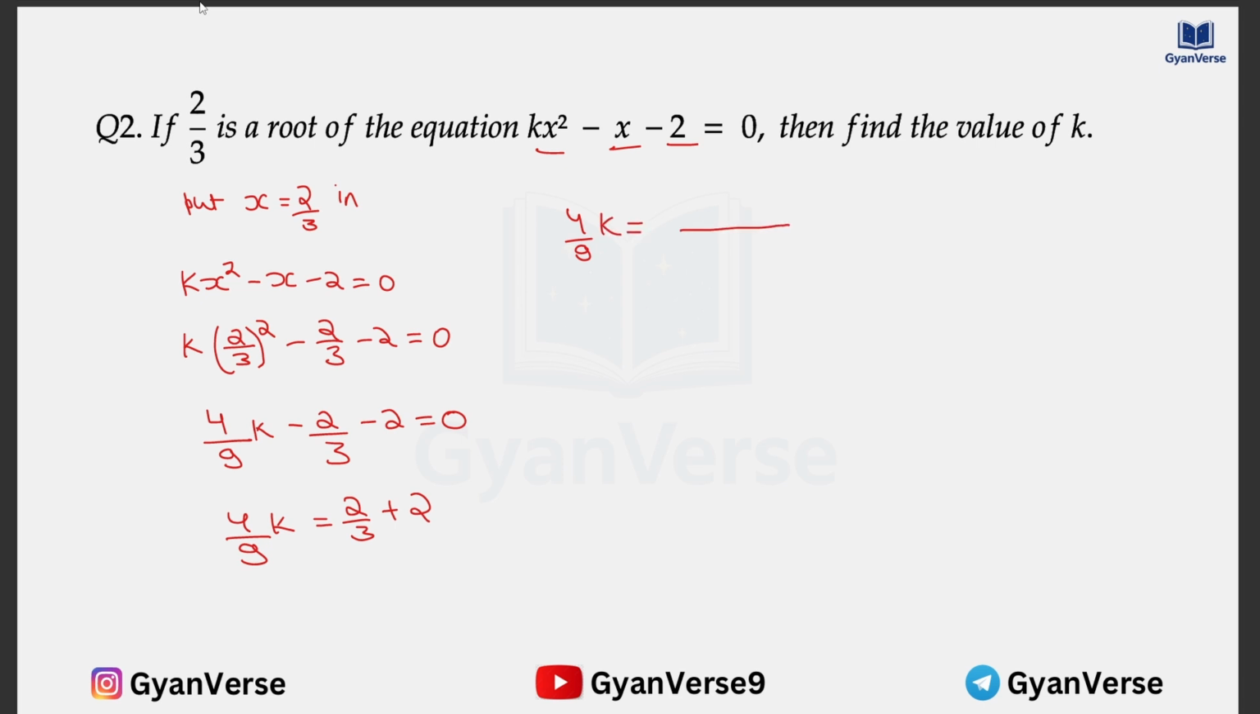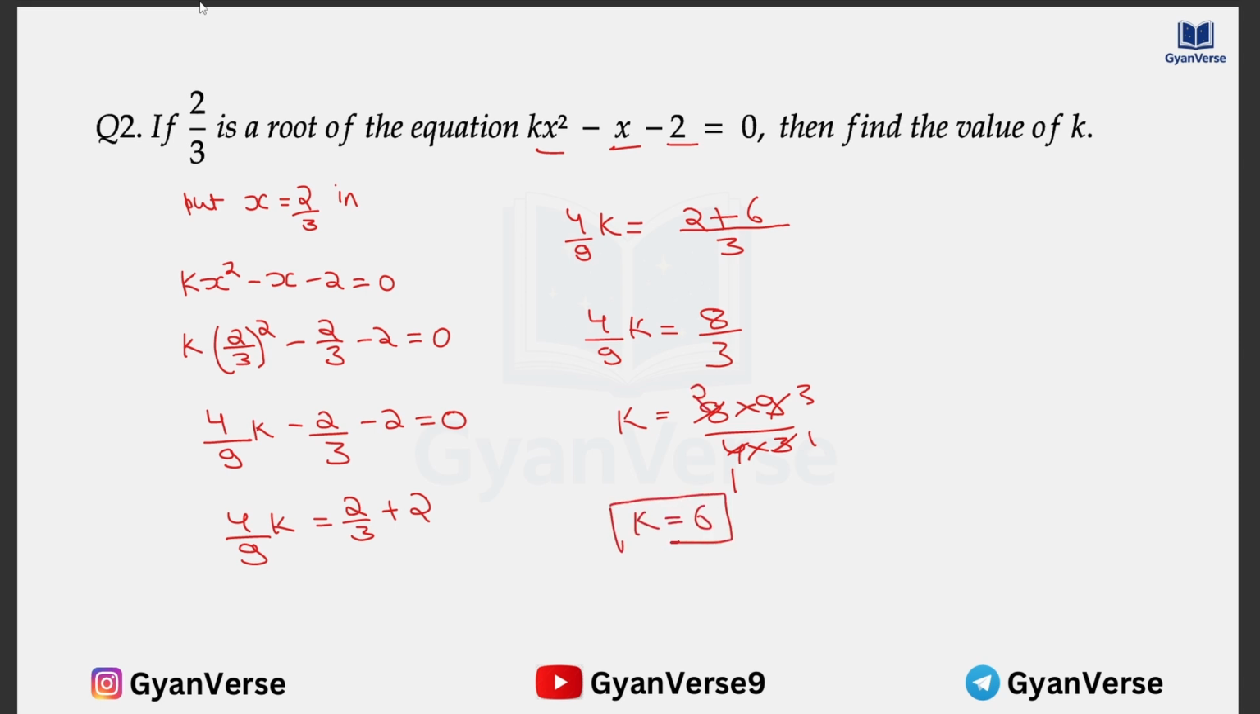We'll take the LCM here. The LCM will be 3. So 2 upon 6 will be 8 upon 3. Now we will cross multiply. The value of k will be 6. So this is how you are going to solve this question.